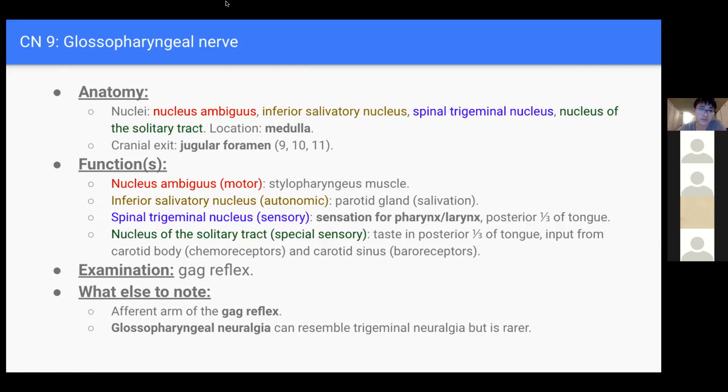So the way you would examine the 9th nerve, okay, oops, Frank, I'm not sure what super important factor you're referring to. I think I've mentioned a couple. I think it's the sensation of the pharynx and larynx. I think that's the one I was referring to.